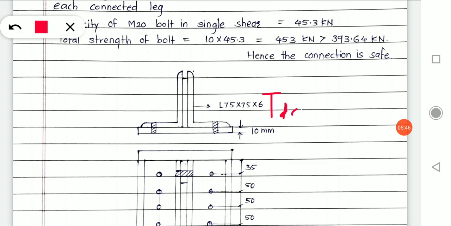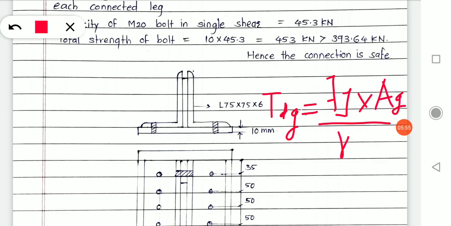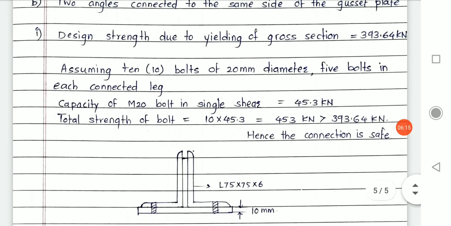So in the formula for TDG, Fy remains the same, which is 250. Ag has not changed, and gamma m0 is also the same. Therefore, multiplying with 2, as we are using two angles on the same side, we will come across the same value as 393.64 kilonewton. Okay, moving further.